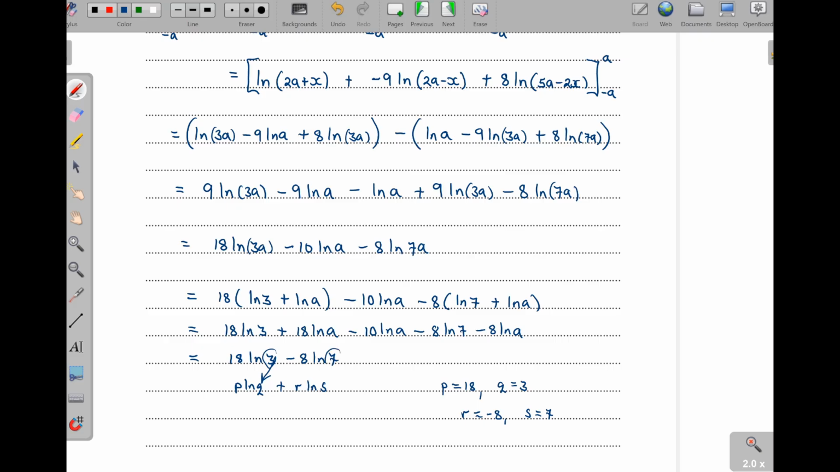3 is a prime number. Even 7 is a prime number. So that is that. This is our final answer here.